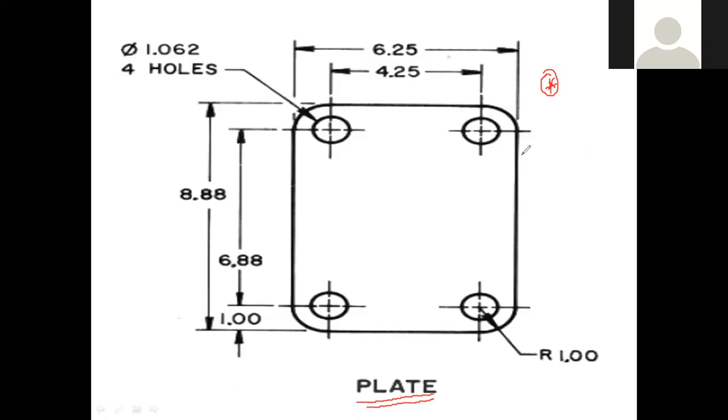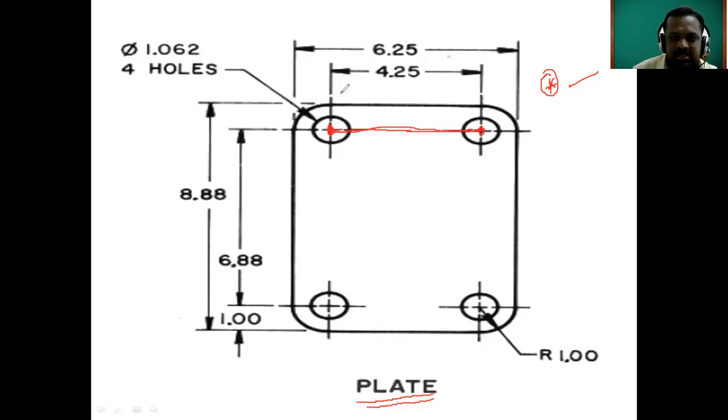Radius 1.00. Okay, just listen. Which dimension have they given? See here, first start from this point. This dimension they have given. What is this dimension? 4.25. Again, from this point, this dimension is also given. What is this dimension? 6.88.